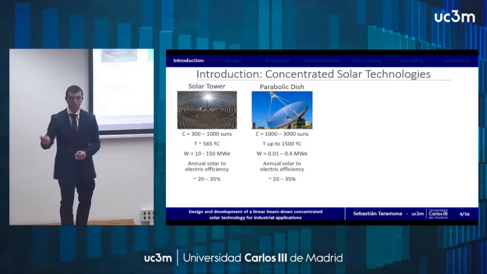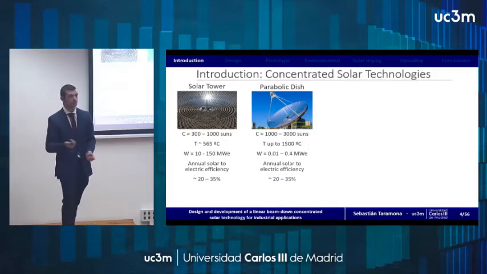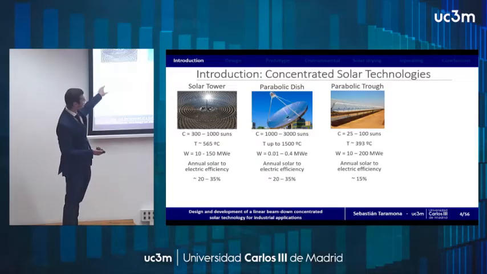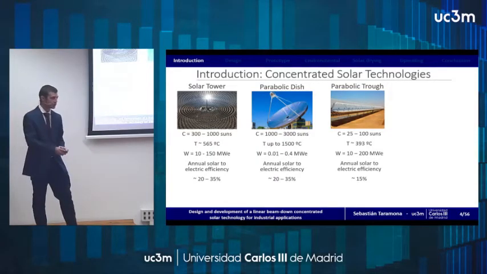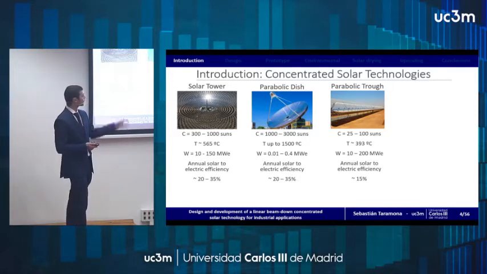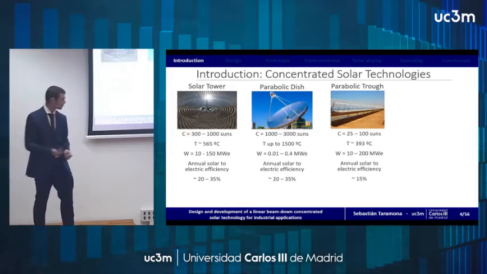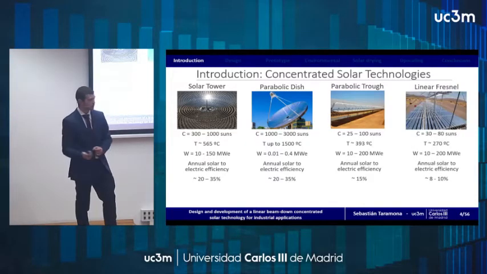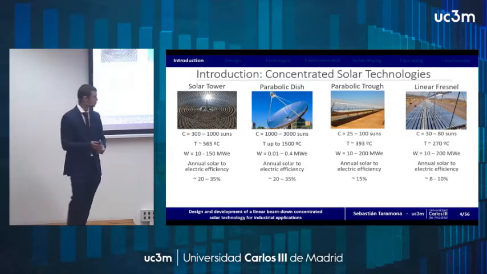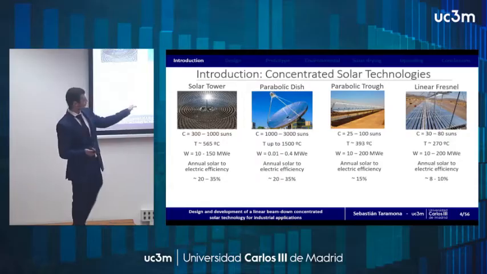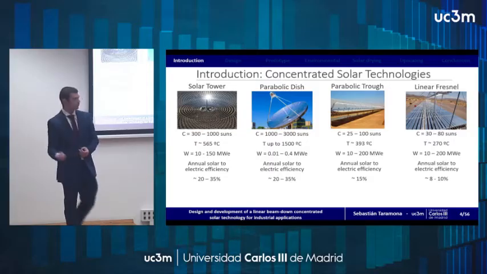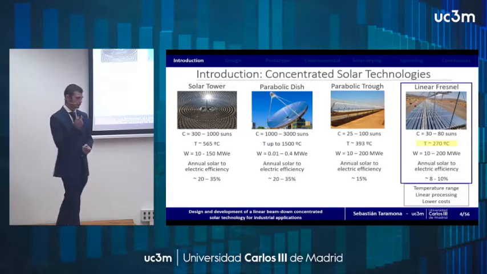We also have another approach with two other technologies. For example, the parabolic trough collectors, which instead of concentrating the solar irradiance at a single point, concentrate it in a line. And here you can also see the concentration ratios, temperature, and solar efficiency. And finally, we have the linear Fresnel reflectors, which have somewhat similar concentration ratios and have overall the lowest annual solar-to-electric efficiency. In this thesis, we'll be focusing on this final linear Fresnel option.